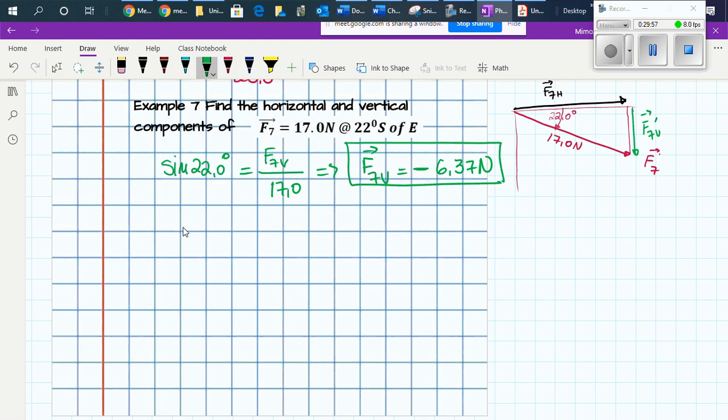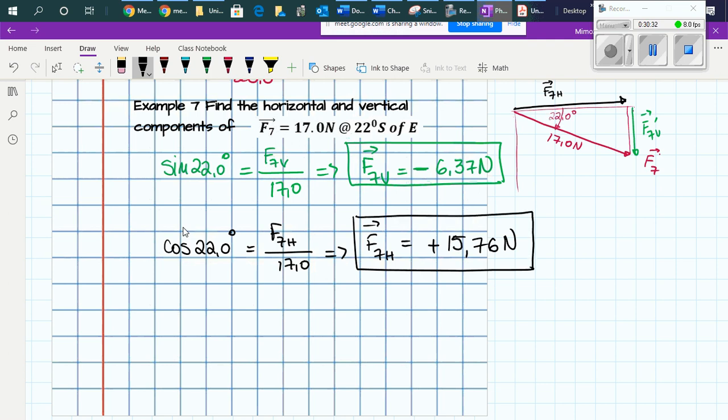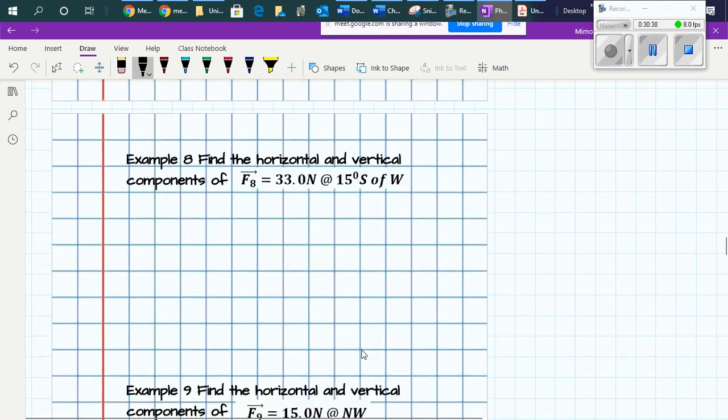And when we are finding the horizontal, since it is the adjacent, then we will use cosine 22 equals F7 horizontal over 17. So from here, F7 horizontal will be positive because it is going in the east direction, and the magnitude of it will be 15.76 newtons. Let's move to the next example.